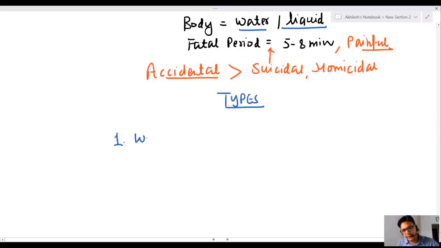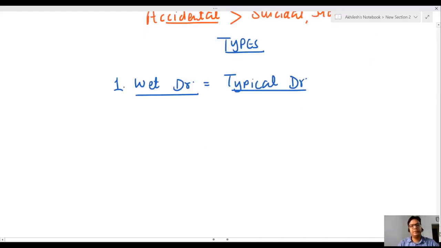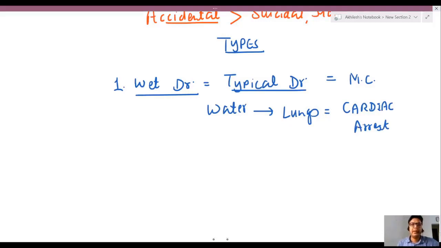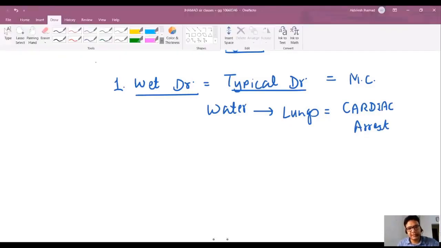First, wet drowning. Wet drowning is also known as typical drowning. This is the most common drowning. What is wet drowning? Wet means water goes in the lungs and the person dies due to cardiac arrest. This is wet drowning.